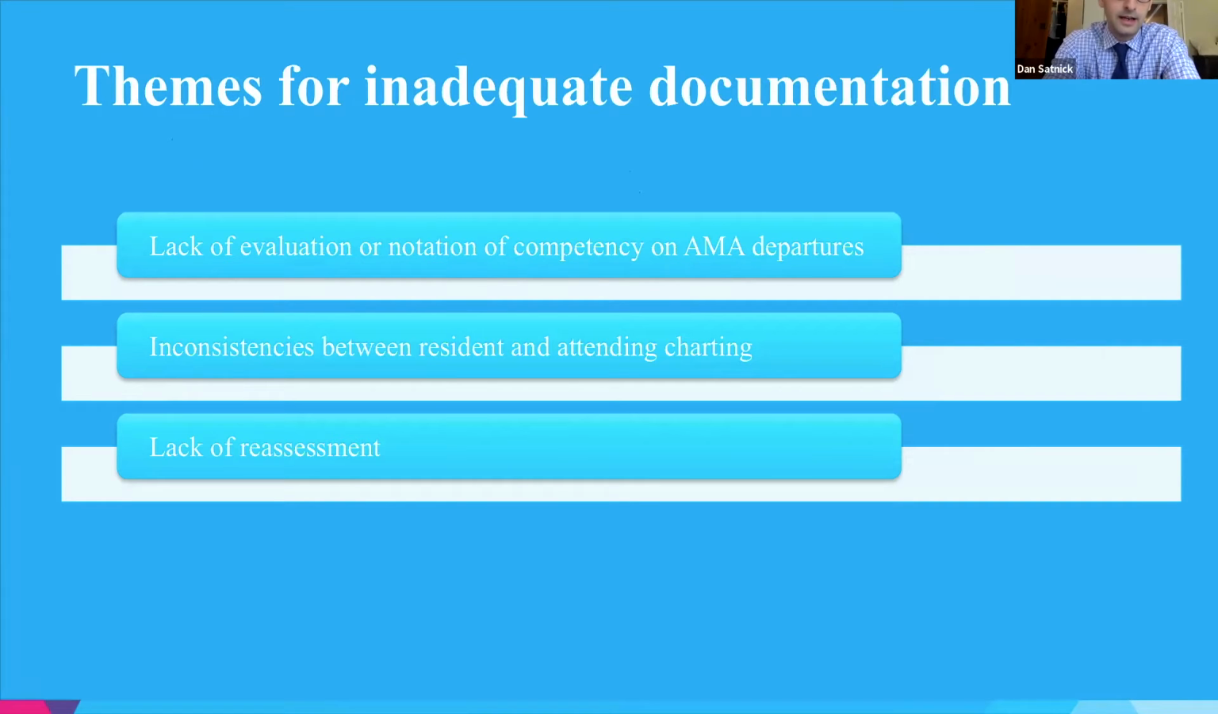Overall, we found that 90 to 95% of the charts met level 1 or 2 criteria. In the ones that did not meet this criteria, certain themes emerged. As you can see above, these themes were lack of evaluation or notation of competency on AMA departures, inconsistencies between resident and attending charting, and lack of reassessment notes.